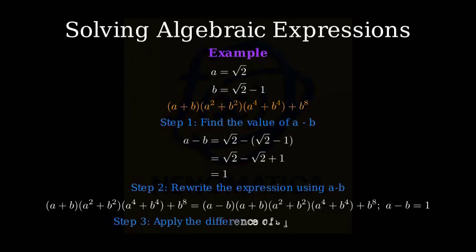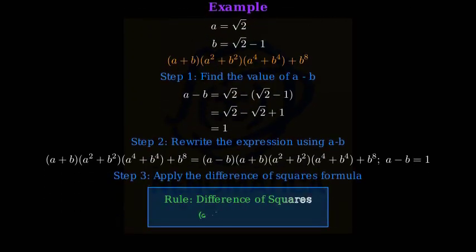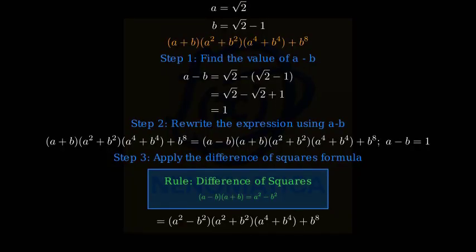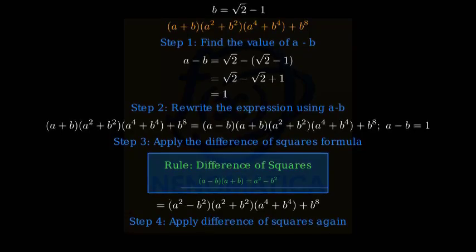For the next step, we'll use the difference of squares formula to simplify further. The quantity a minus b times the quantity a plus b equals a squared minus b squared. So our expression becomes a squared minus b squared times the quantity a squared plus b squared times the quantity a to the fourth plus b to the fourth plus b to the eighth. We'll continue to use the difference of squares pattern.